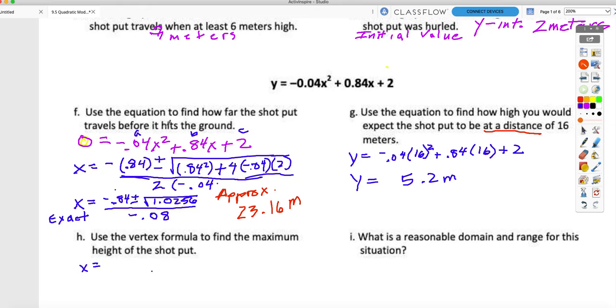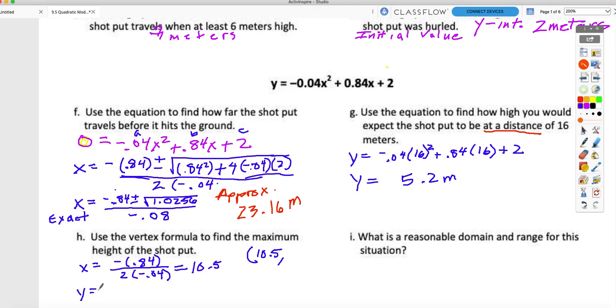I've still got my a's, my b's, and my c's, so it's going to be negative b over 2 times a, which is negative 0.04. And at that point, I'd run that through my calculator, and that's going to give me 10.5. That's my x-coordinate on my vertex. So I've got half of it right now.